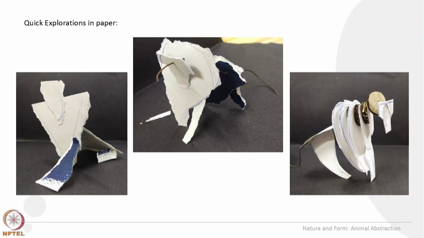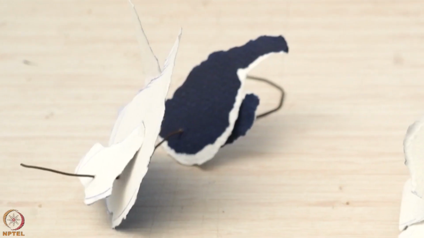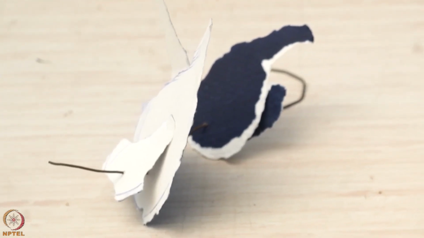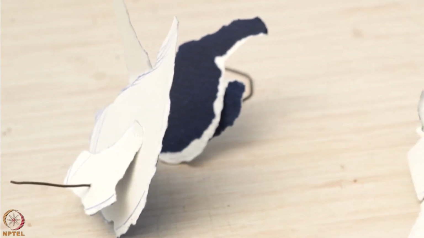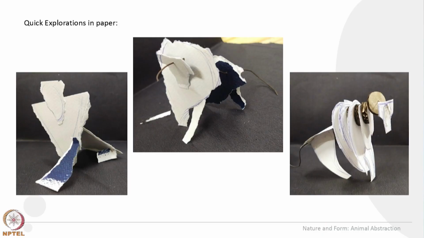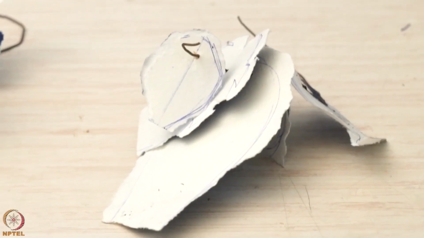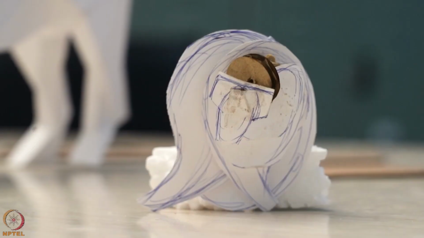These were the first quick explorations in the paper. The one on the extreme left was my first exploration. We had to use plates for creating the abstract form, so I tried to arrange them in various interlockings. In the second one, I used a spine, and then I tried to connect them together. And this was the third one.